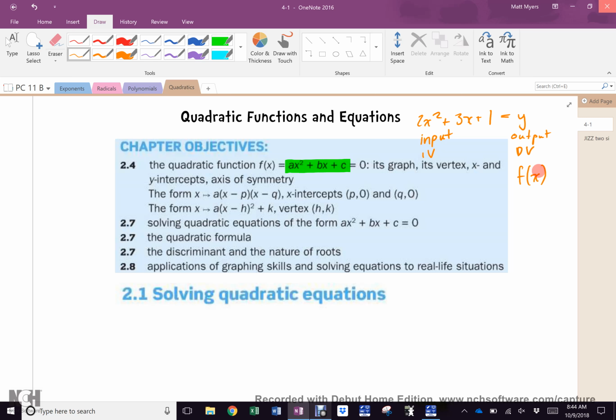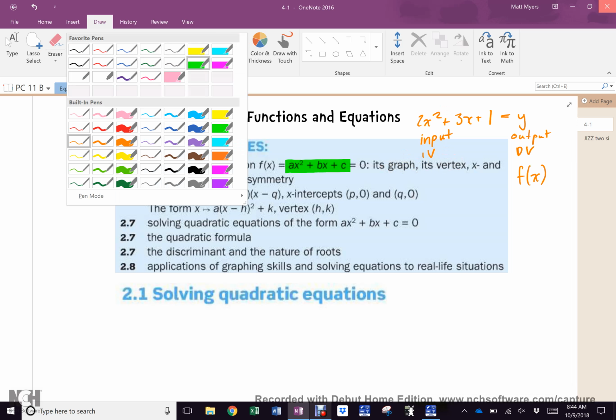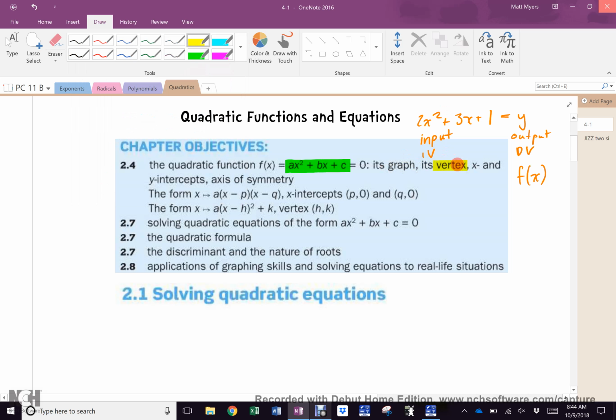You all know that you can graph math on the Cartesian plane. You have all done it with straight lines only. We are going to graph curves. All right? So vertex is a new word for you. Don't worry, you'll learn it. Vertex is new. X and Y intercepts is old. That's why I'm highlighting it in green. You all know what an X and a Y intercept is. Axis of symmetry, that's a new word.